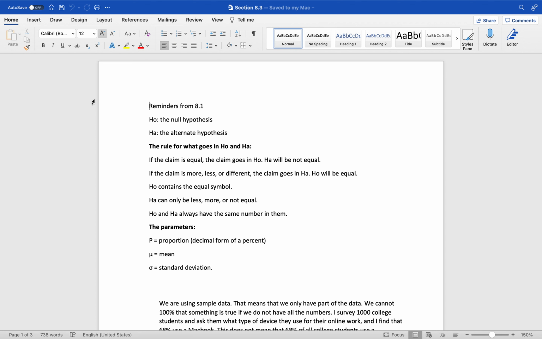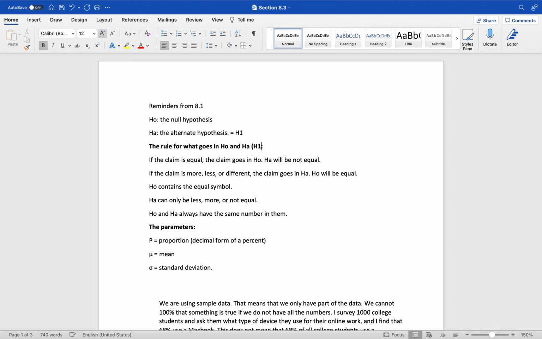Section 8.3, let's have some reminders first from 8.1. H0 is the null, HA is the alternate, which is also H1. HA and H1 are the same thing.